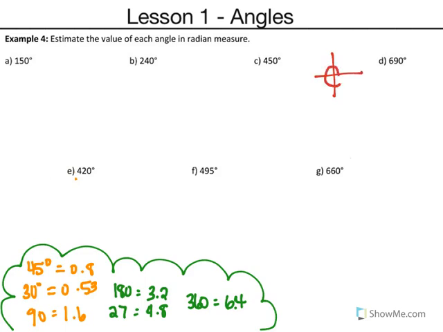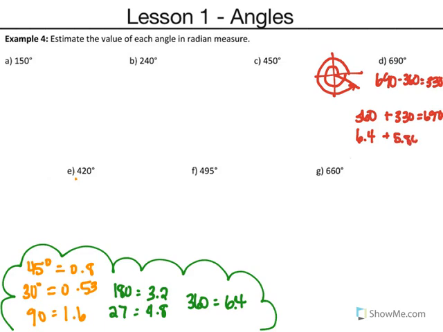You would do one full circle. If you take 690 and minus 360, you're left with 330. So you would go all the way to 330, which would be over here. So that would be your drawing for that angle. So to find this, you would do 360 plus 330. And on your unit circle, you should know that 360 is 6.4. And to save time, 330 is 5.86. So altogether, you should get 12.26.